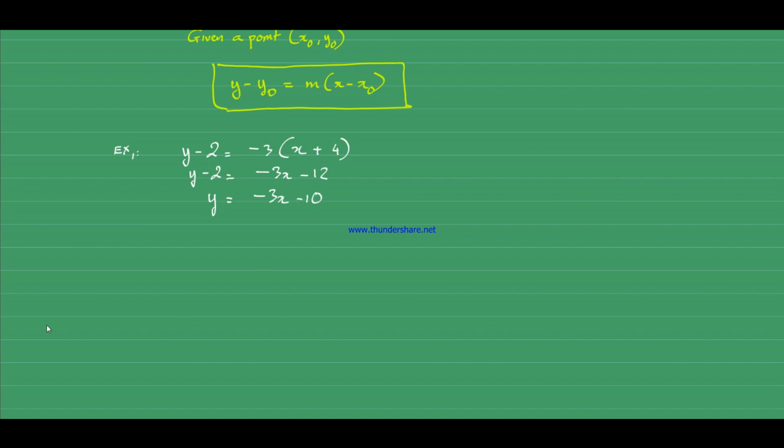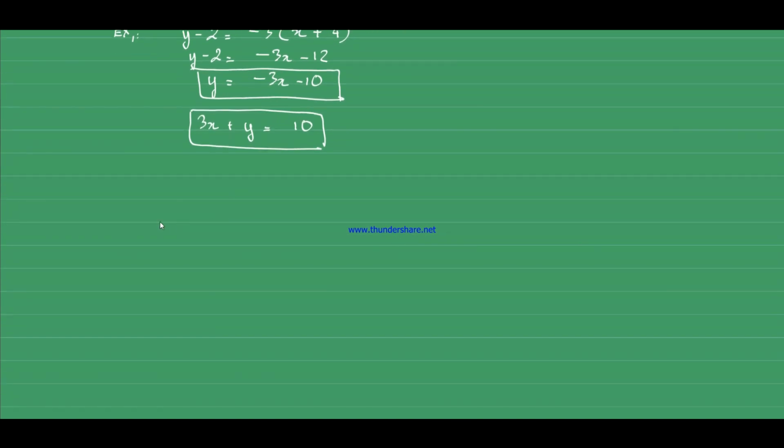Slope intercept form. And from slope intercept form, you can convert to standard. I'm going to add both sides by 3x. Then you're going to end up with standard. There you go, this is standard, and this is slope intercept. See that? All three forms are related to each other easily.